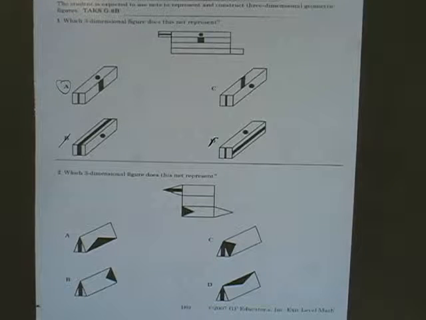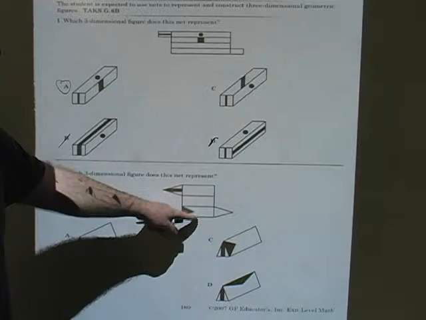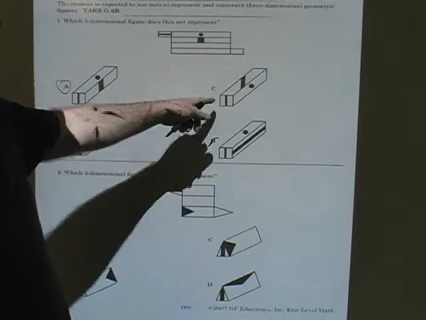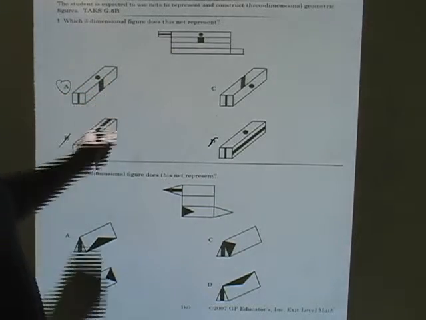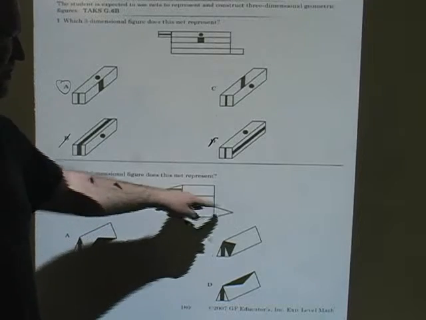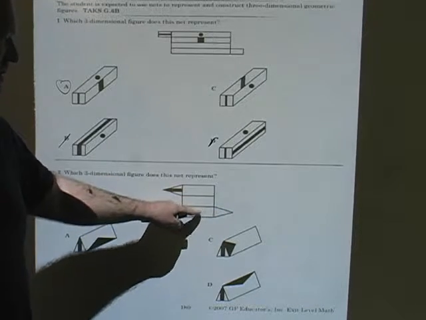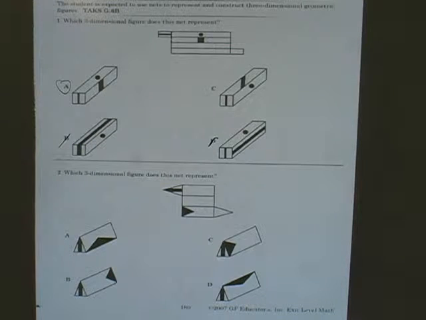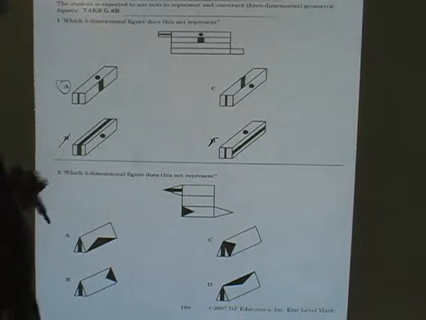Okay. Number 2, you're going to fold this up. This is going to be a triangular prism. Up here we have a rectangular prism. Okay, this is a triangular prism. The bases are going to be triangles, and then you're going to have 3 rectangular sides.